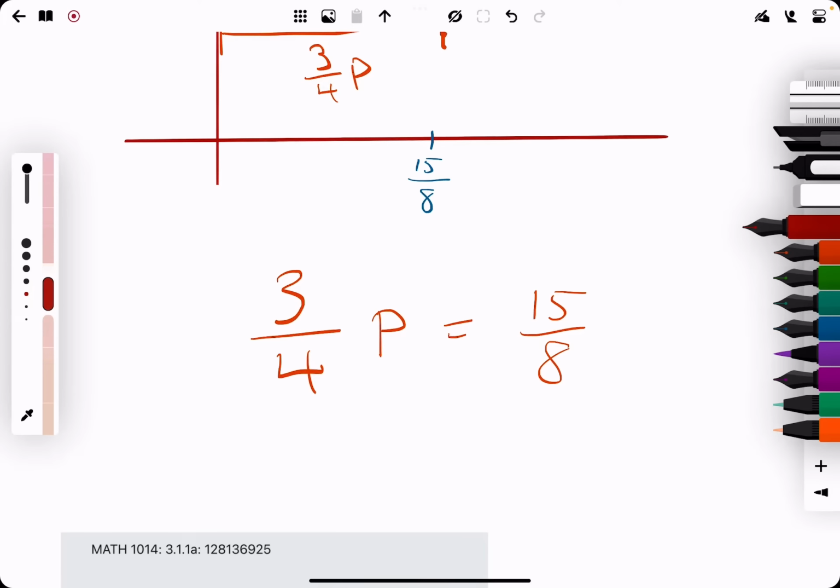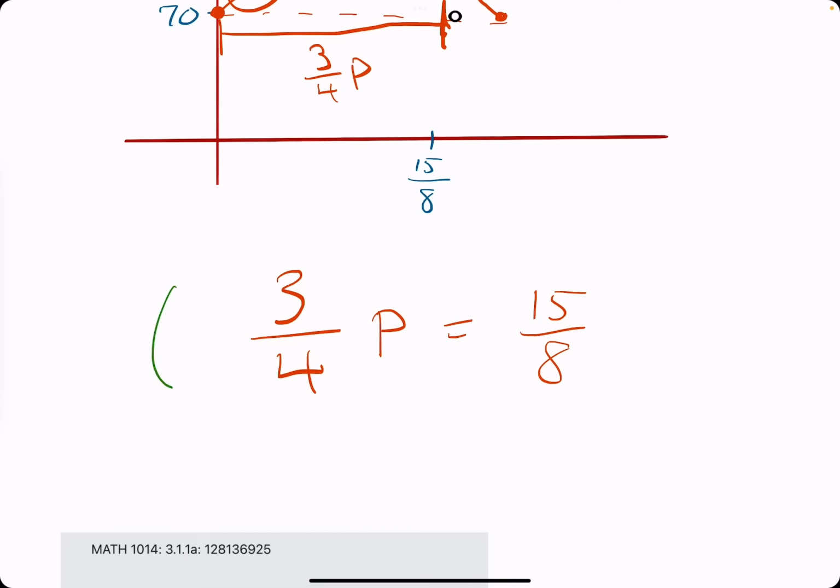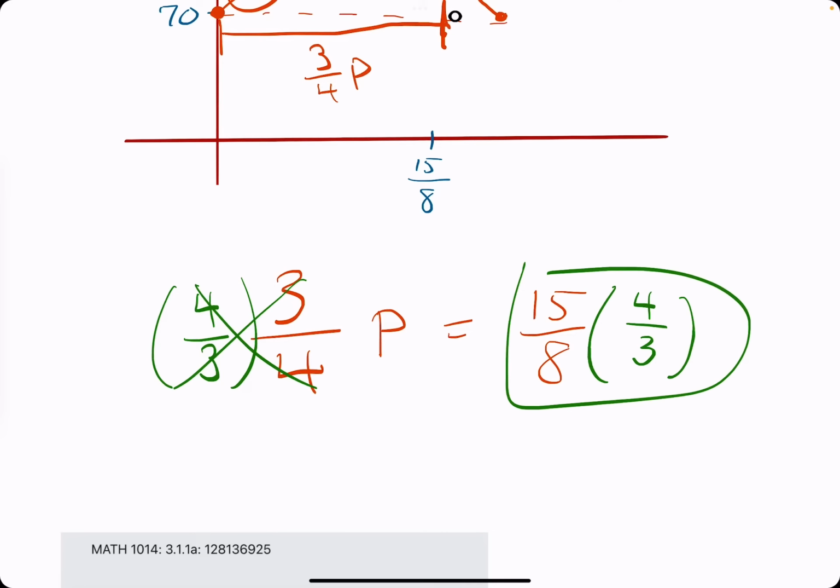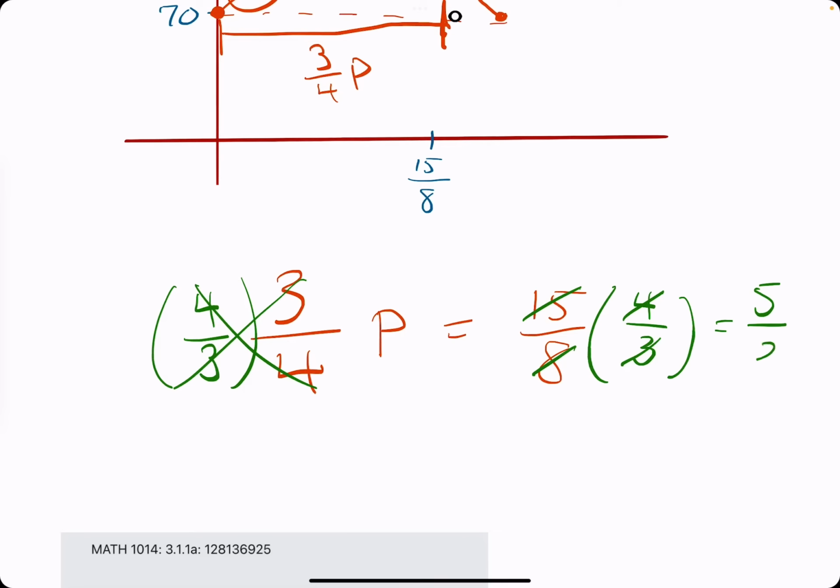We get p by itself by dividing by 3/4, but that's the same thing as multiplying by 4/3. So if we multiply this by 4/3, we get p is equal to this. Lovely, right? Let's simplify it. We get 15 divided by 3 is equal to 5. And then 4/8 is equal to 1/2. So I'm going to go with 5 times 1/2, or 5/2.